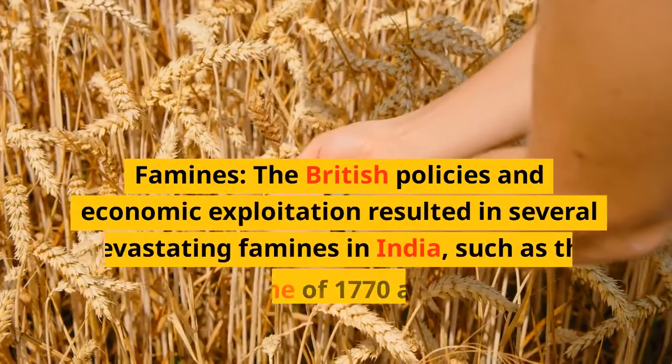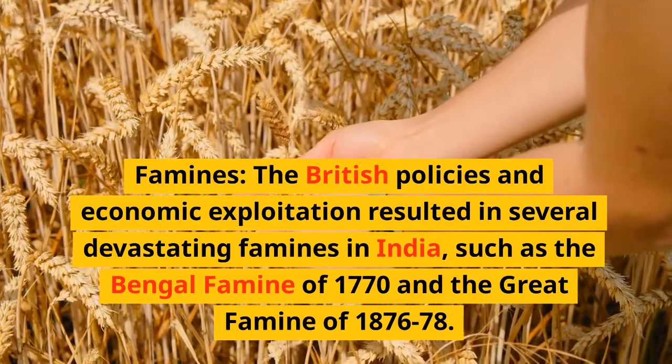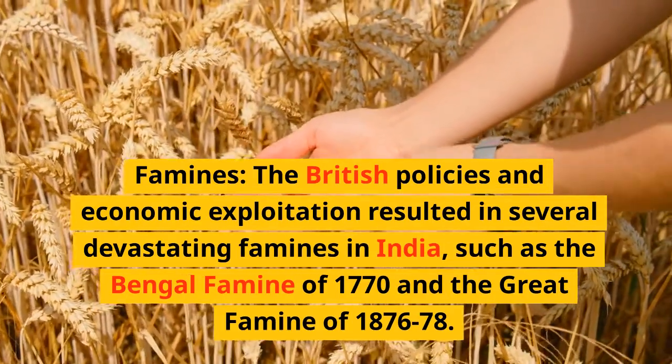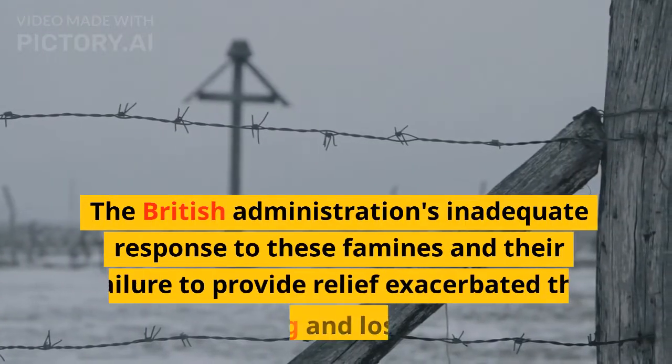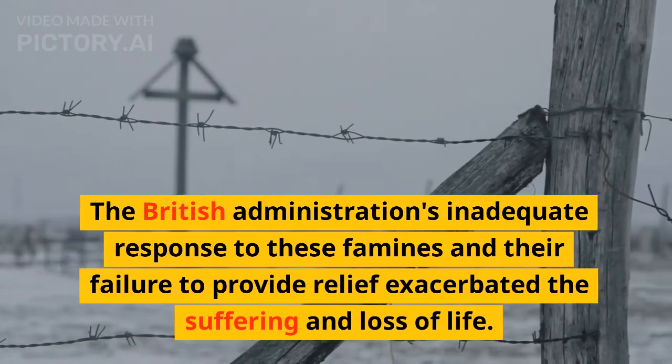Famines. The British policies and economic exploitation resulted in several devastating famines in India, such as the Bengal famine of 1770 and the Great Famine of 1876–78. The British administration's inadequate response to these famines and their failure to provide relief exacerbated the suffering and loss of life.